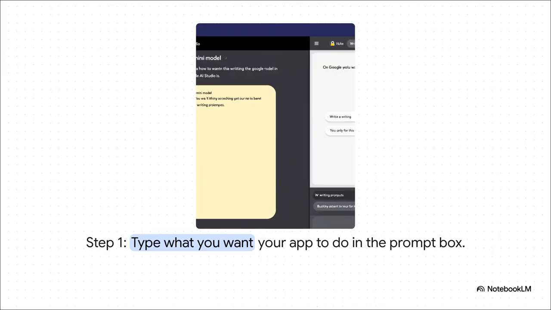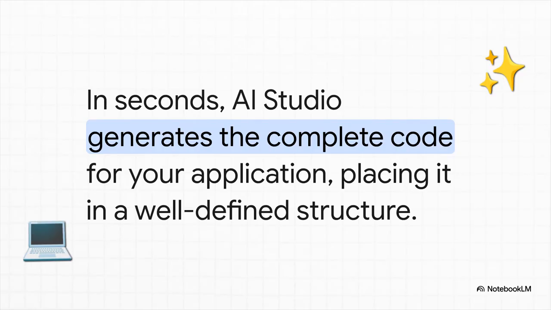So step 1, it could not be simpler. You go to the prompt docs and you just type out what you want your app to do. You just talk to it, something like, hey, create an app that generates marketing slogans based on a product description. And then, this is where the magic happens. AI Studio just gets to work. It does all the heavy lifting for you. In literally seconds, it takes your description and spits out all the code. The front end, the back end, everything, all neatly organized.